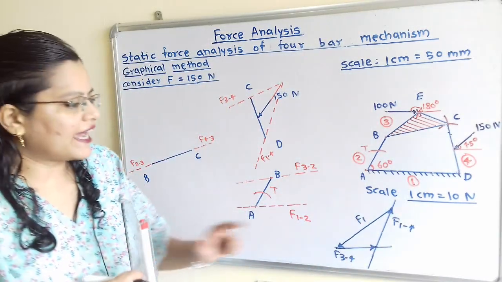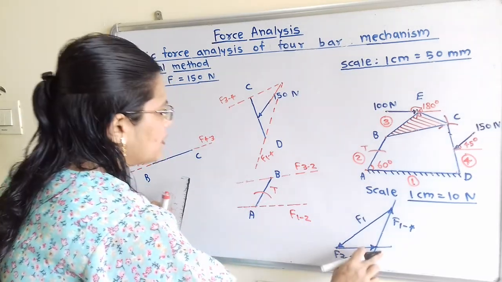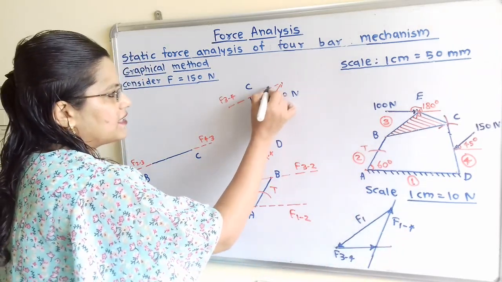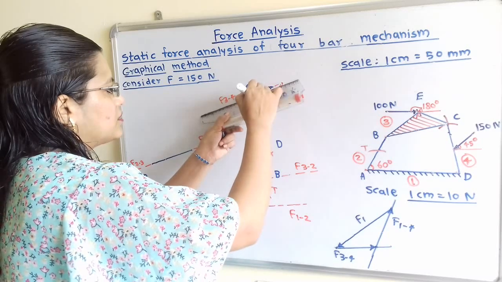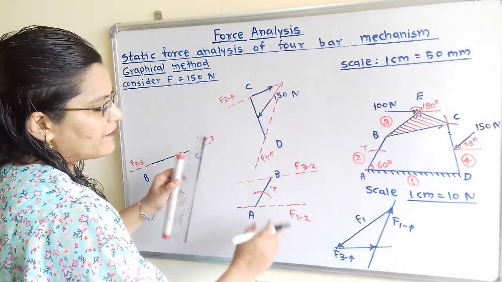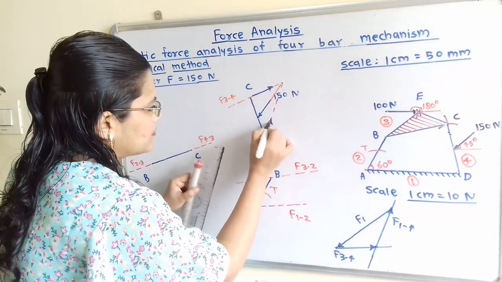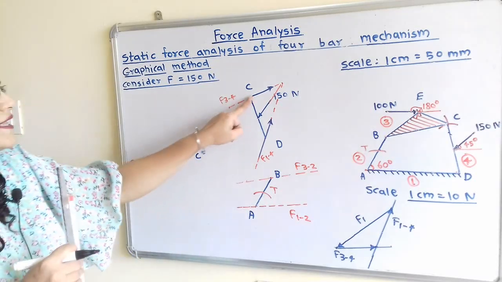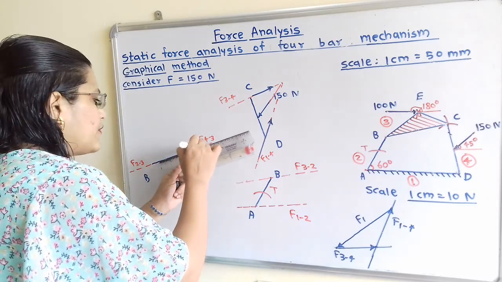Now we get the direction of these forces. So where is the direction of F of 3 to 4? F of 3 to 4 direction is towards the right hand direction. So we will show that here. Now where is the direction of F of 1 to 4? F of 1 to 4 is in the upward direction. So we will show this. Now this F of 3 to 4 and F of 4 to 3 are equal in magnitude but opposite in direction. So we will show here.